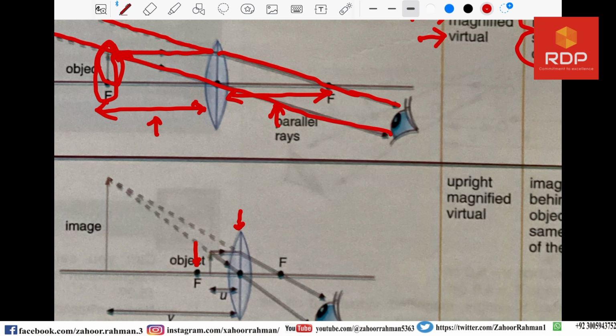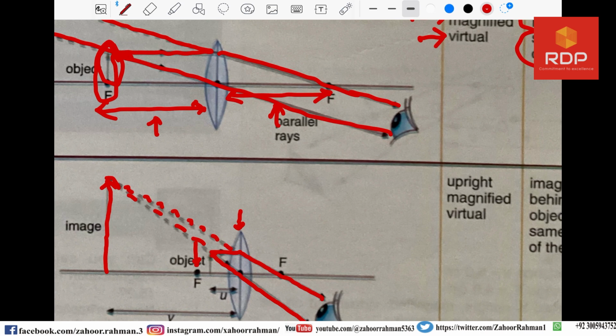First of all, we have to pass the line from the focus point. The second is passing it from the C without any deviation, and then we have to extend and it will meet somewhere, and then you have to draw a line at the intersection point from the principal axis.